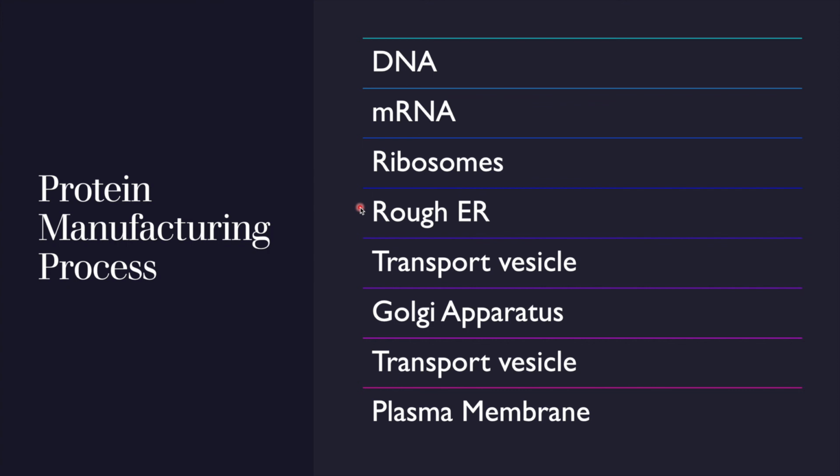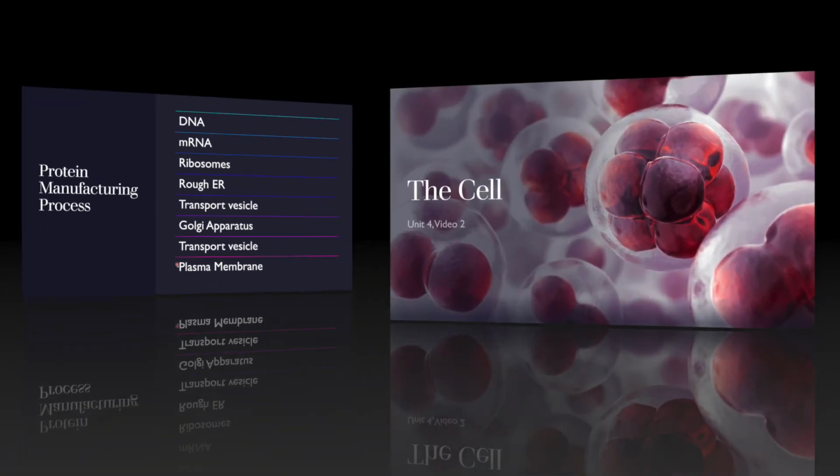The growing polypeptide chain is inserted into the lumen of the rough ER, where it folds into its unique native conformation. It exits the rough ER in a transport vesicle moving to the Golgi apparatus, where it is further modified. It leaves the Golgi apparatus through a transport vesicle and goes to the plasma membrane, where the protein is secreted.